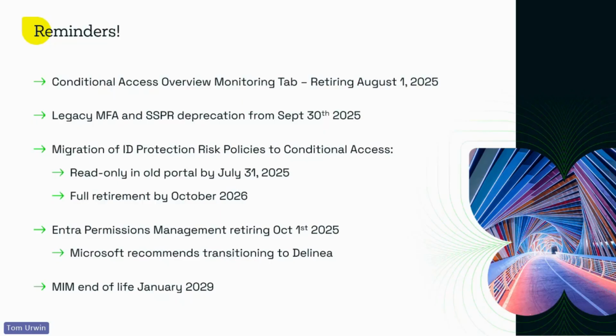So if you're already doing it there, you won't be able to make any changes after next week. You will need to have fully moved anything over to conditional access by the end of October. So do keep an eye on that if you're using any policies that haven't been set up in conditional access already.